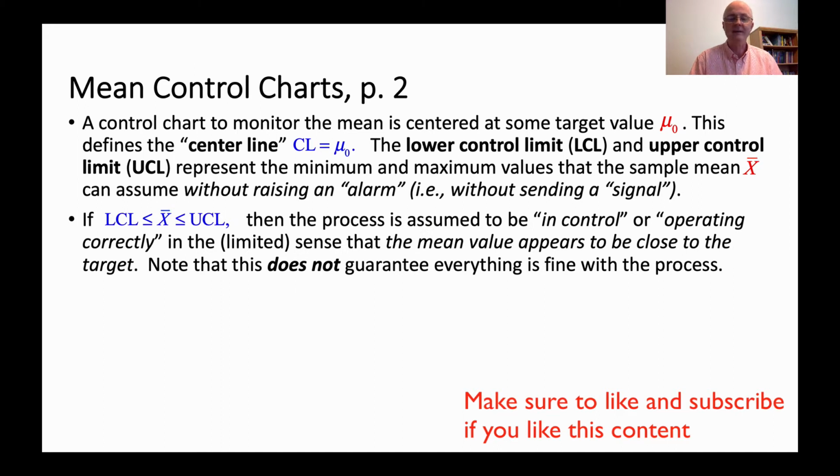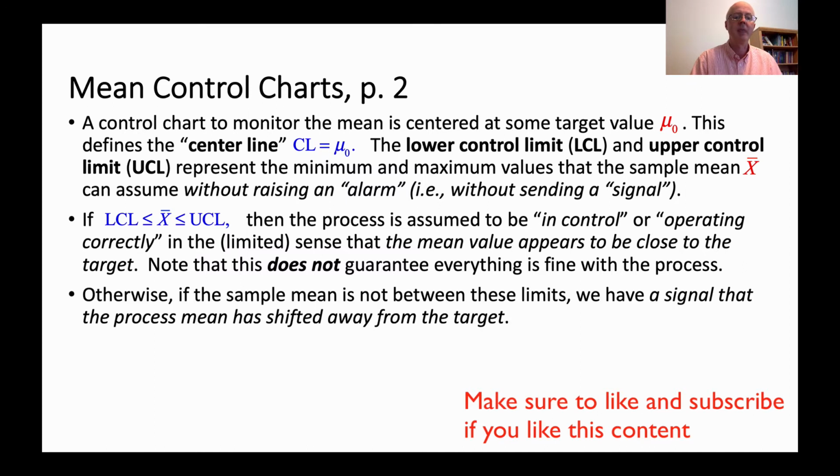If x bar, the sample mean, is between the LCL and the UCL, then the process is assumed to be in control or operating correctly. That's an assumption. It's also limited, in the sense that it's saying the mean value appears to be close to the target, mu 0. Note that this does not guarantee that everything is fine with the process. It does not guarantee quality of your final product, for example.